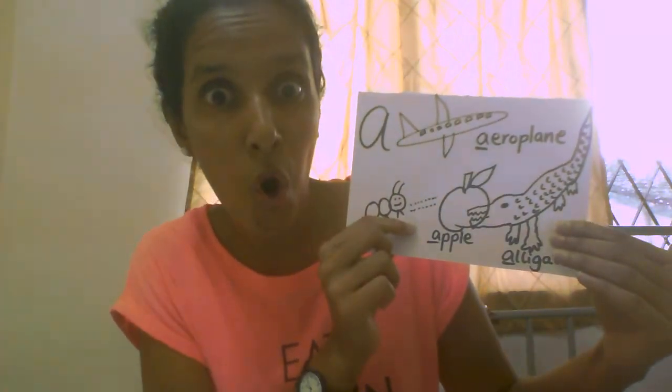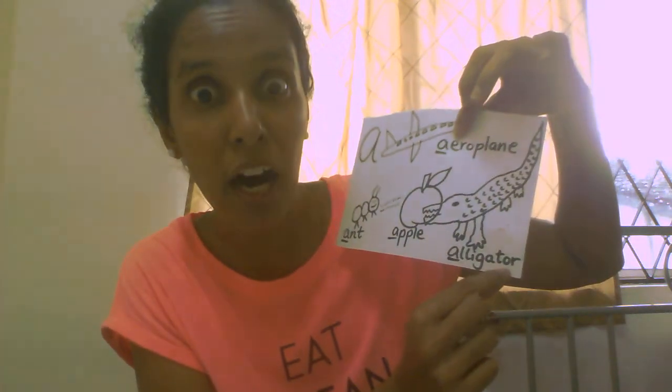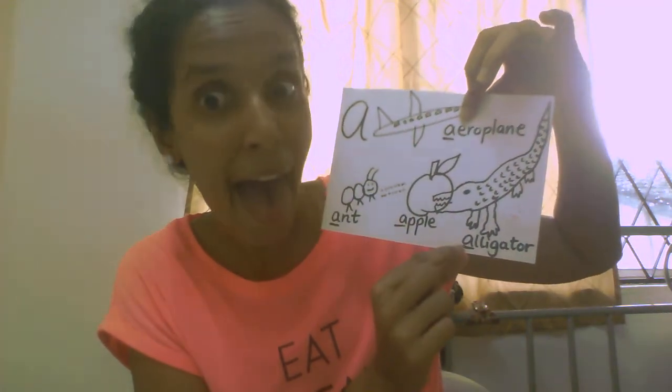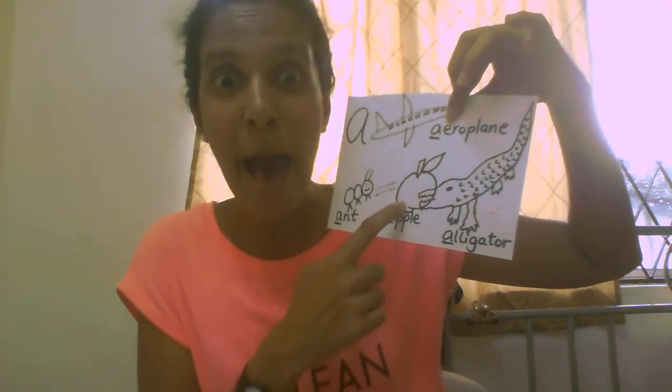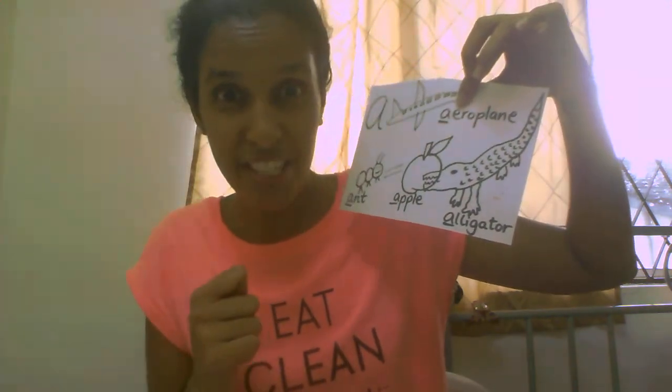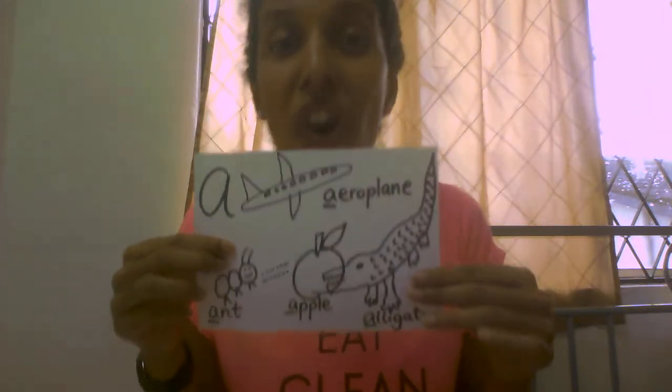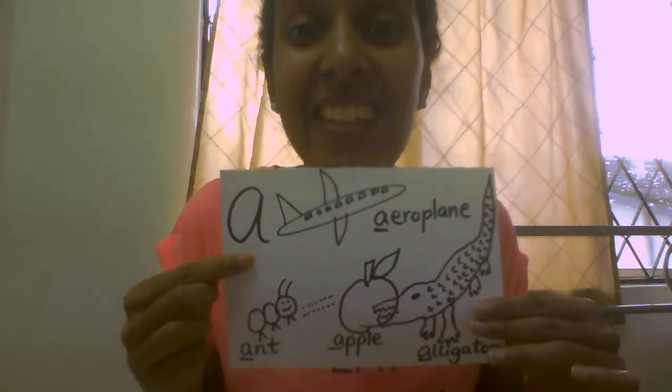He saw a huge alligator. Ah for alligator. And the alligator was munching and crunching away at the apple. And the ant was too afraid to go and take a bite. So he turned back around and ran away. And that's the story for the letter sound ah.